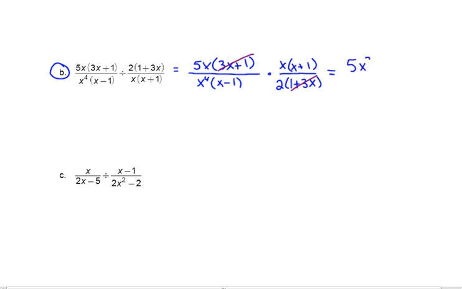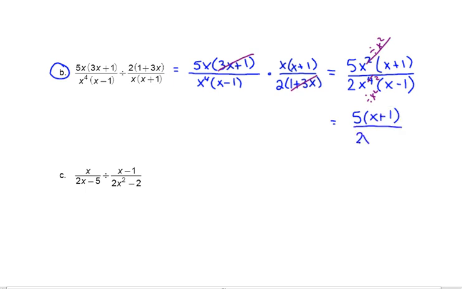5x squared times x plus 1 over 2x to the 4, x minus 1. Anything else can cancel? X squared. We can divide top and bottom by an x squared. Right? So this is going to become a 2. So our final answer is 5x plus 1 all over 2x squared times x minus 1.